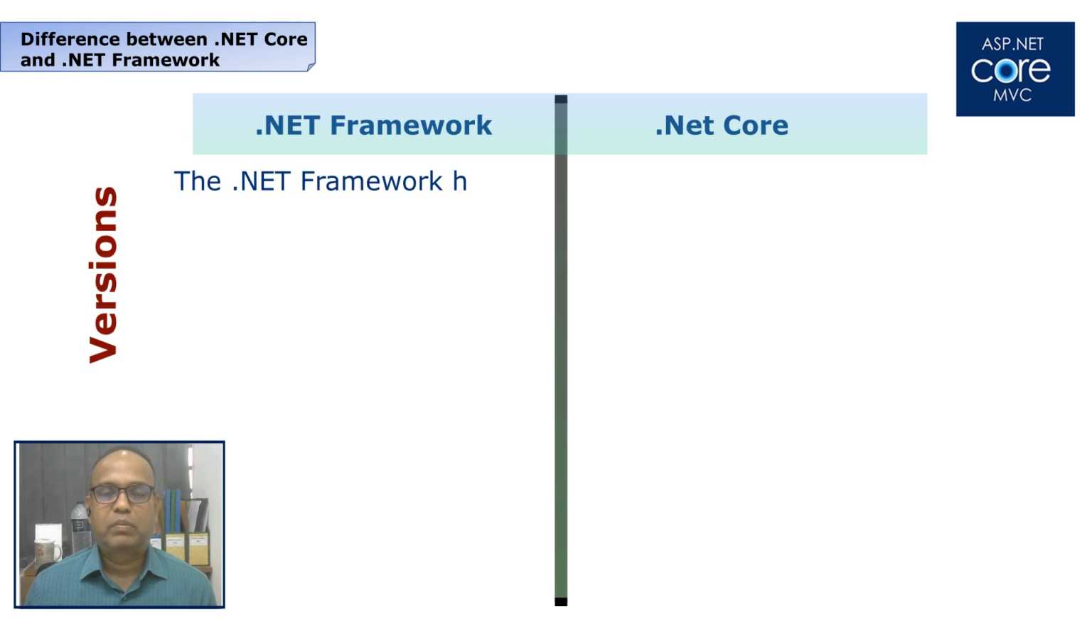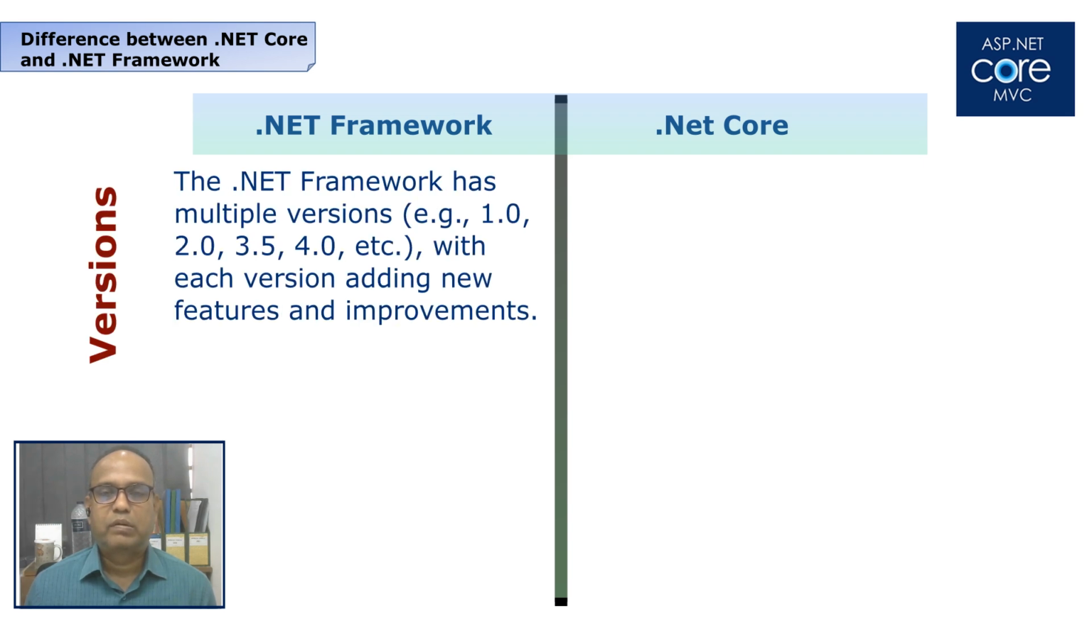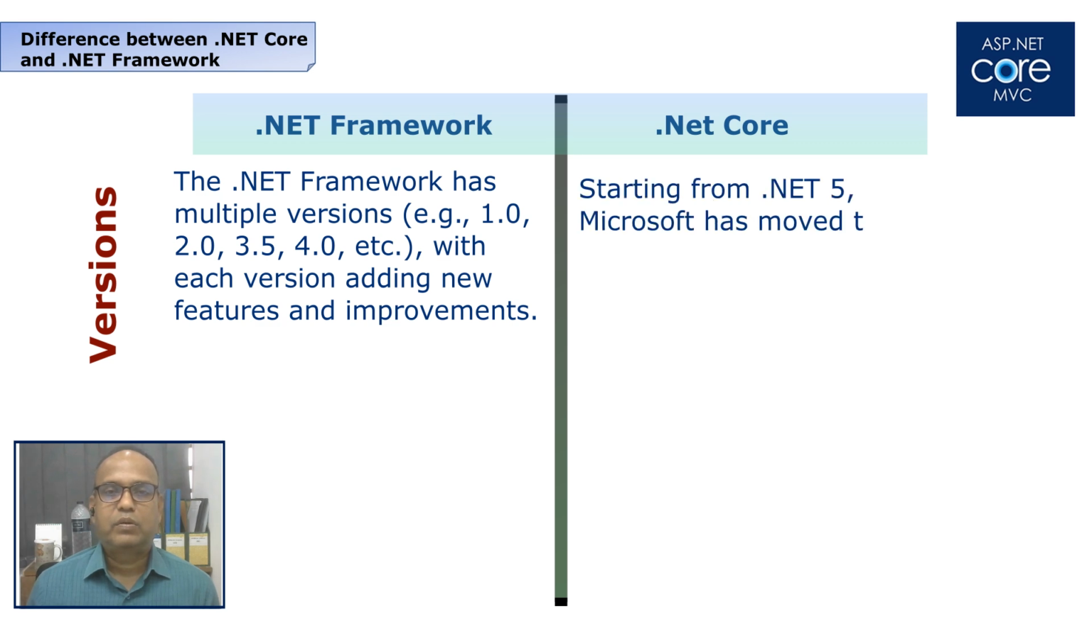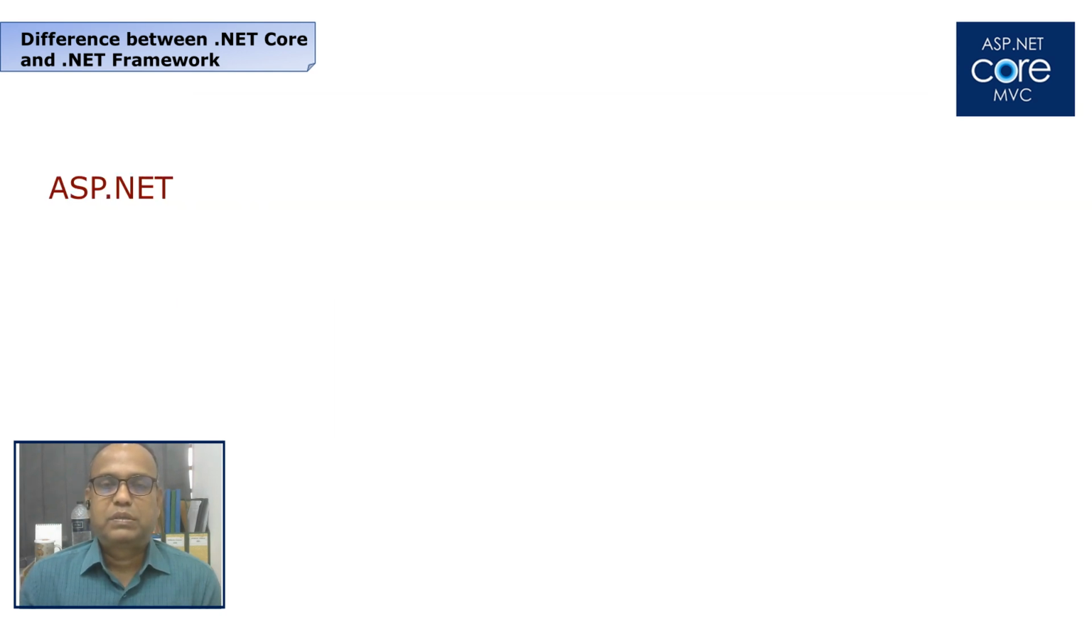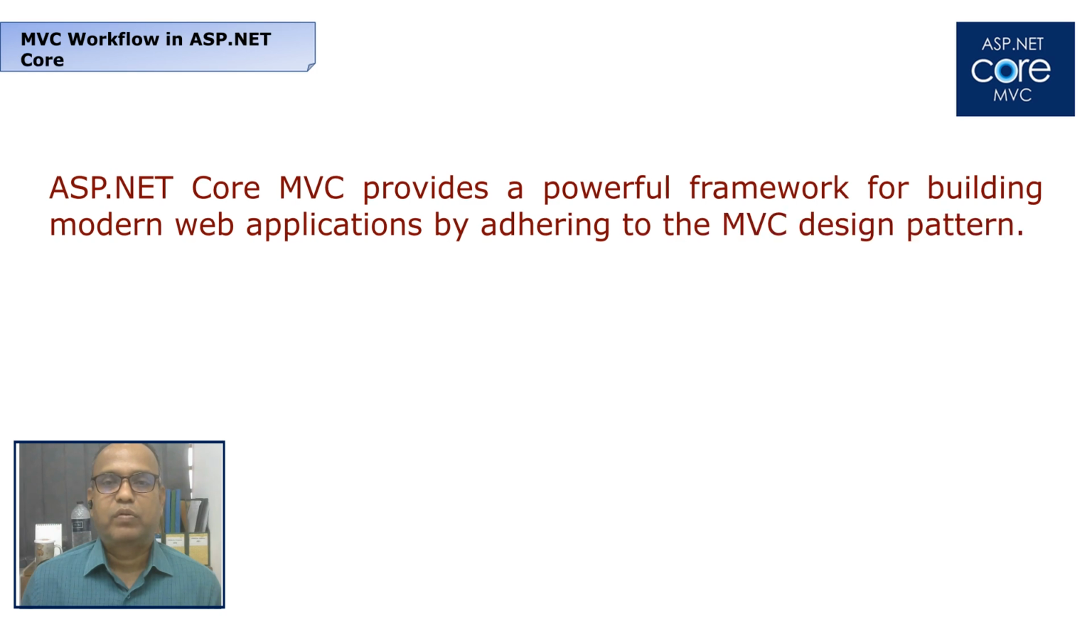.NET Framework versions. The .NET Framework has multiple versions, for example 1.0, 2.0, 3.5, 4.0, etc., with each version adding new features and improvements. .NET Core versions. Starting from .NET 5, Microsoft has moved to a unified versioning system with .NET 6 and .NET 7.